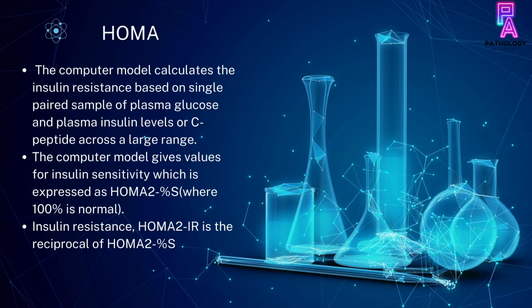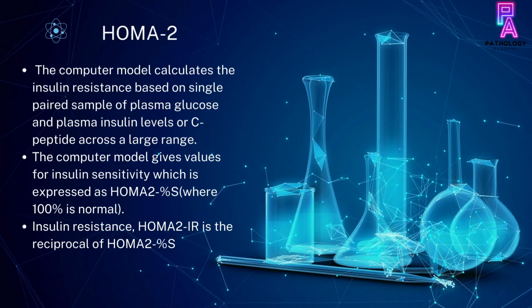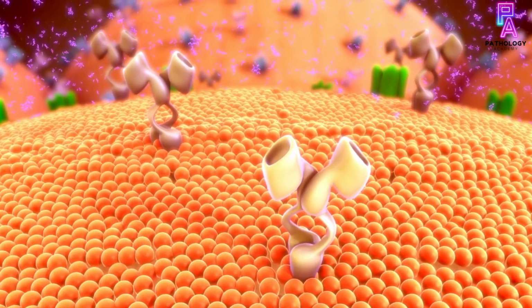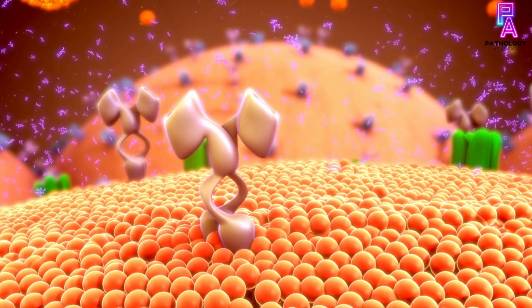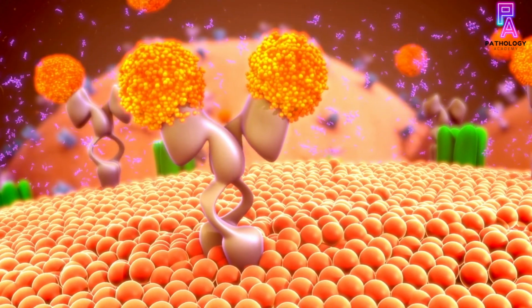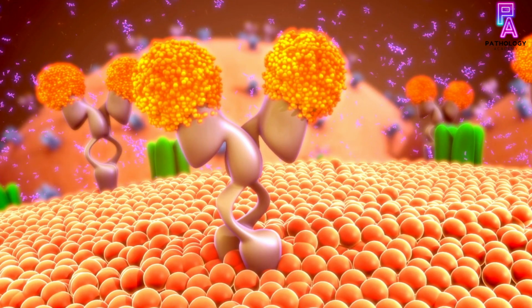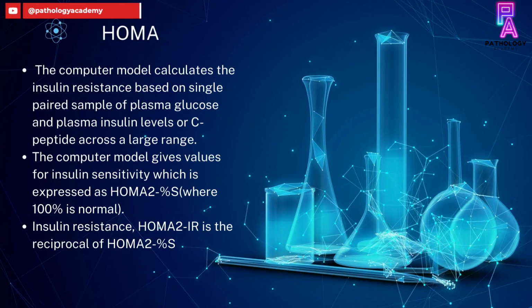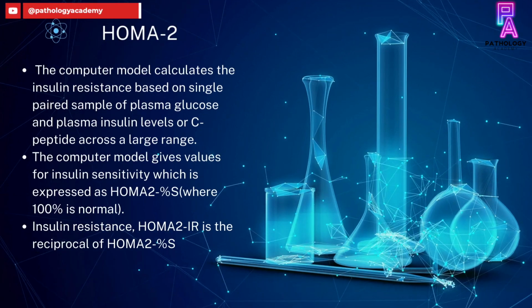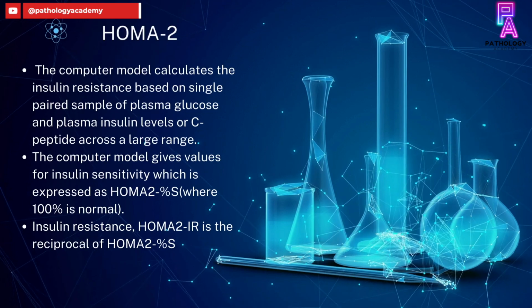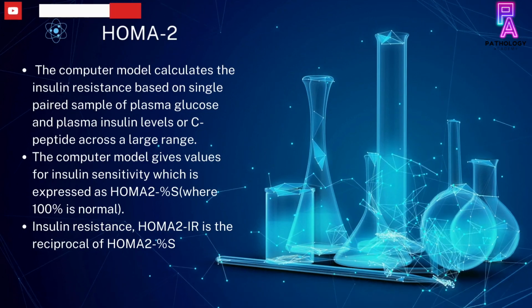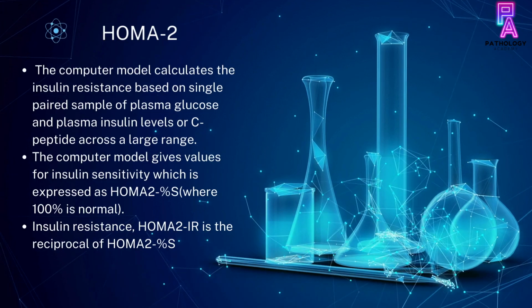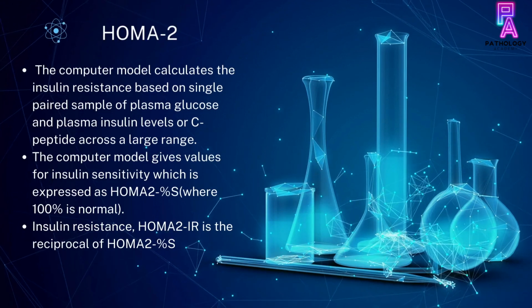The HOMA 2 index is a computer model calculating the insulin resistance based on a single paired sample of plasma glucose and plasma insulin levels or C-peptides. The computer model gives values for insulin sensitivity, which is expressed as HOMA 2 percentage S, in which 100% is the normal value, and the insulin resistance is the reciprocal of HOMA 2 percentage S.